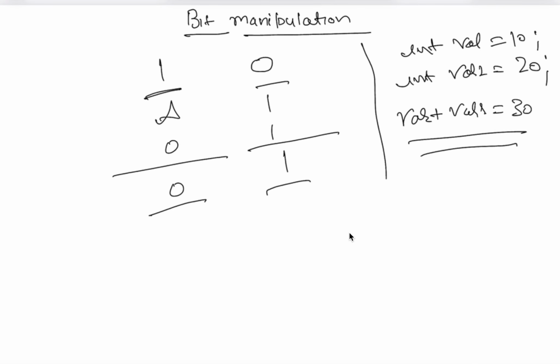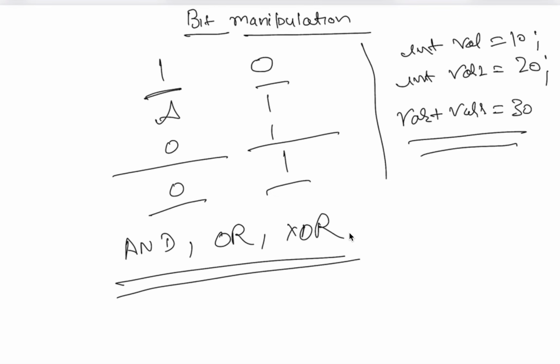In the same way, instead of plus and minus, or addition and subtraction, we have bitwise operators. We have the AND operator, the OR operator and the XOR operator. We use these operators to perform bitwise operations on the individual bits of a variable. This art of manipulating bits by using AND, OR or XOR, the bitwise operators, is called bit manipulation.